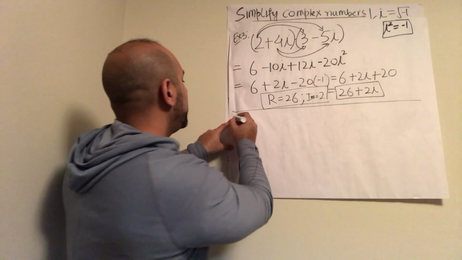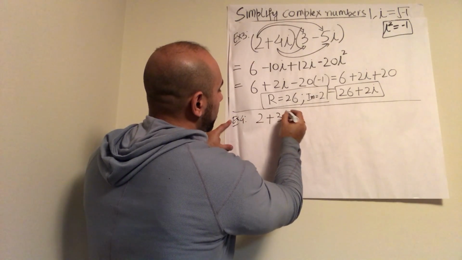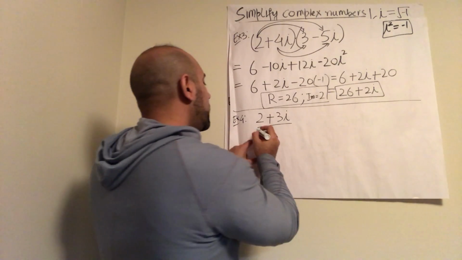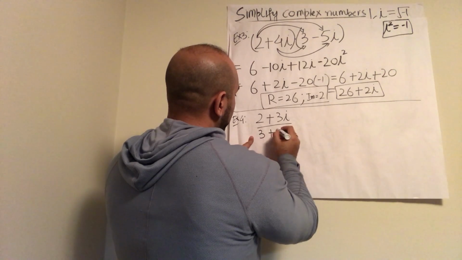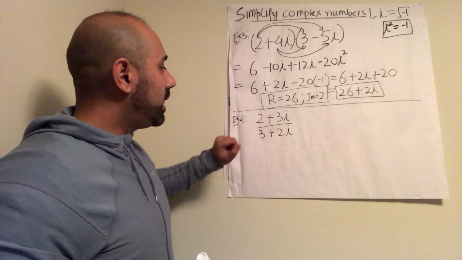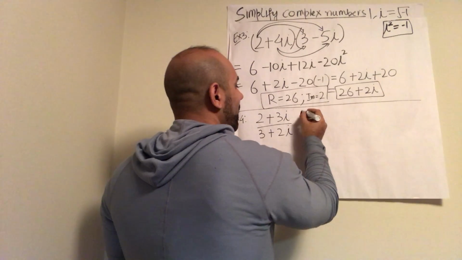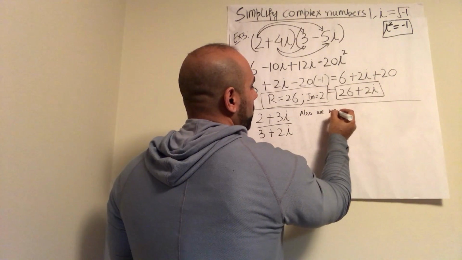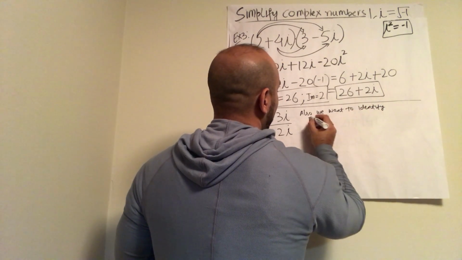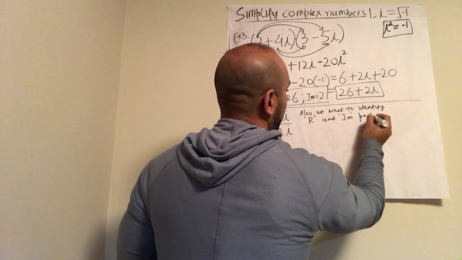Now let's move on to our final example, example 4, where we want to look at a division example. Let's say we have 2 plus 3i, one of the complex numbers, and we want to divide this by another complex number, let's say 3 plus 2i. If we are trying to divide a complex number by another complex number, remember our goal is to simplify this, and also to identify the real and imaginary parts.